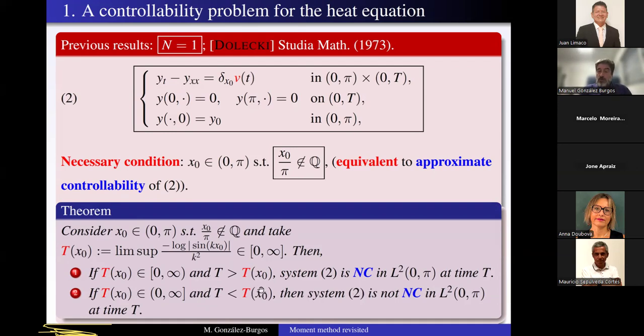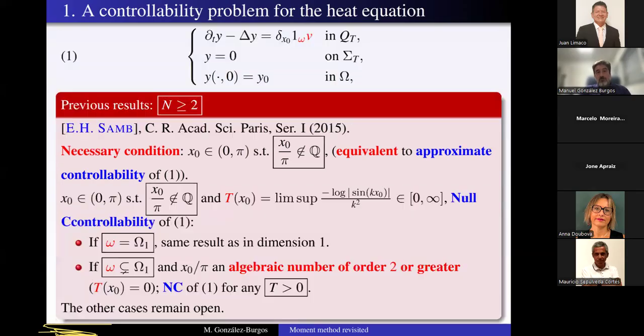Well, we also know some results in the case n greater than or equal to 2. In this case, it's a result by Lat-G-Sam. The first thing is that we have again the same necessary condition: x0 over pi must be an irrational number, and this condition, again in this n-dimensional framework, is equivalent to the approximate controllability.